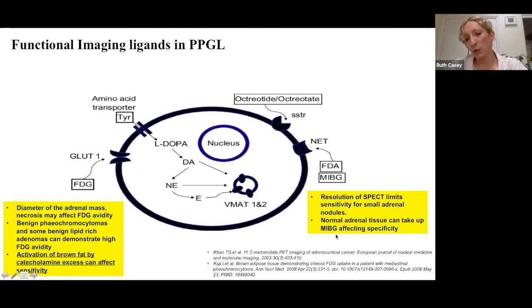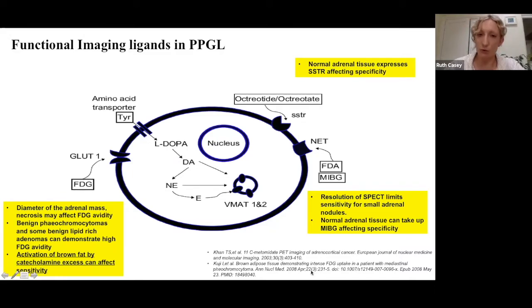If we look at MIBG SPECT CT, again, because MIBG is aligned with SPECT CT, resolution will be poorer than with PET CT. So sensitivity, again, is typically poor for very small lesions. Important to note that MIBG is taken up through the norepinephrine transporter, and that transporter is expressed on normal adrenal tissue. So again, MIBG is not very useful for looking for small pheochromocytomas, for example, as we may see tracer uptake in the background from normal adrenal.